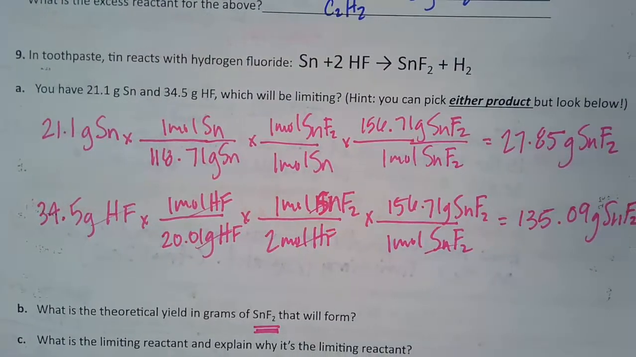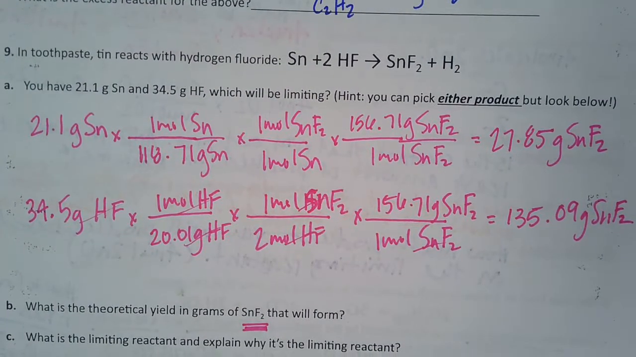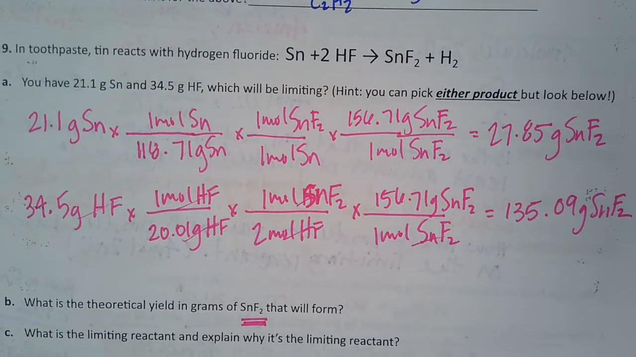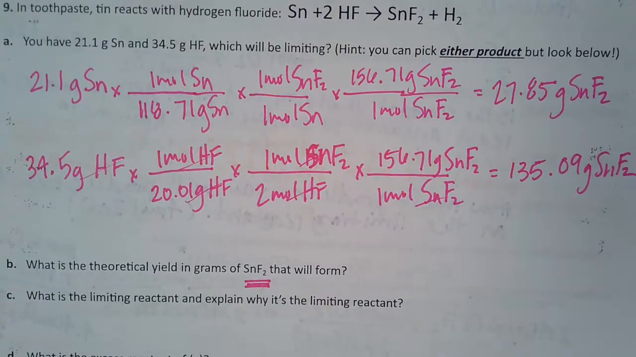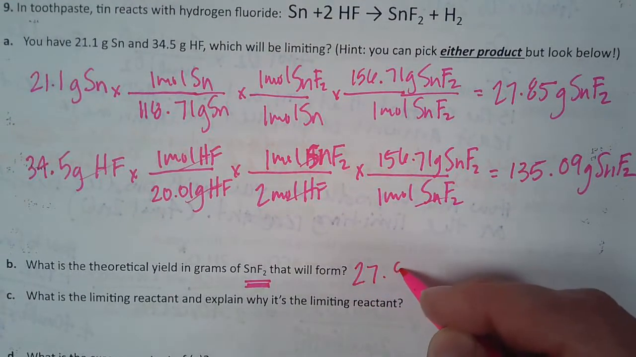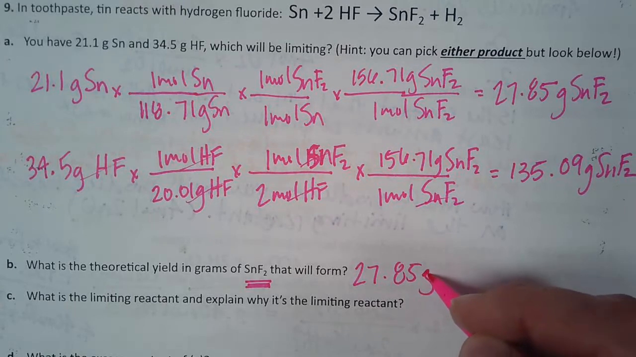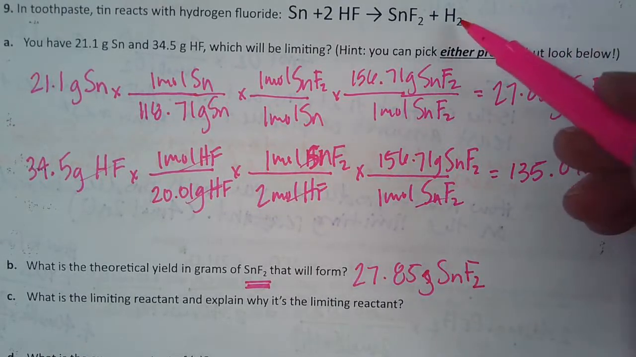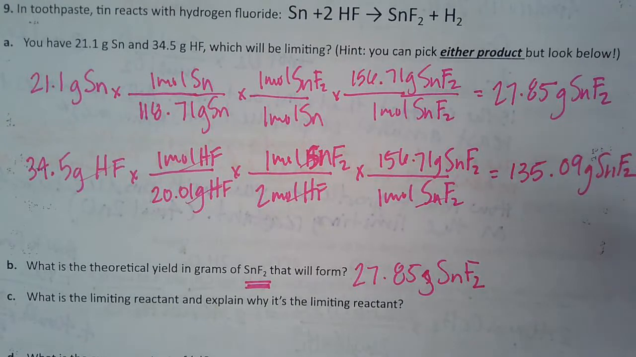All right, so what's the theoretical yield of SnF2 that's going to form? 27.85, yep. So in this case, if you would have gone to HF, you would have to find the limiting and then go to grams of SnF2.